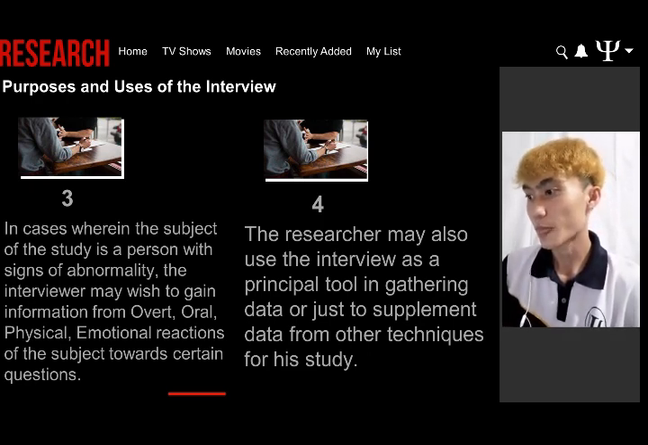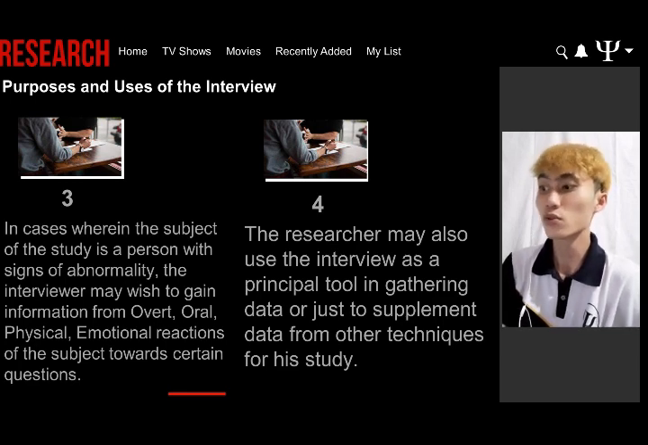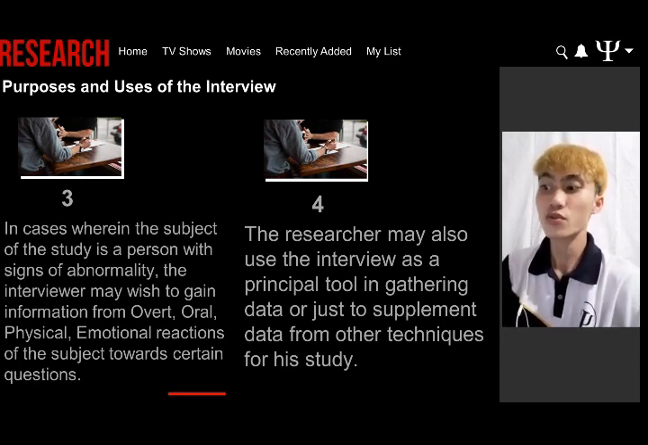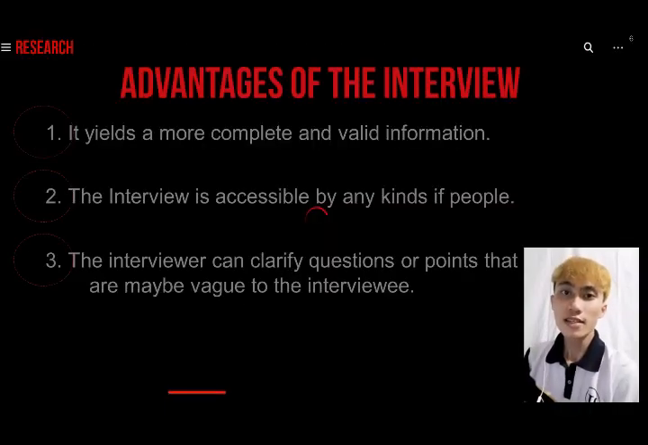Fourth, the researcher may also use the interview as a principal tool in gathering data or just to supplement data from other techniques for his study. Just like any research methods, interview has also its own advantages and disadvantages. Let's tackle first the advantages of the interview.